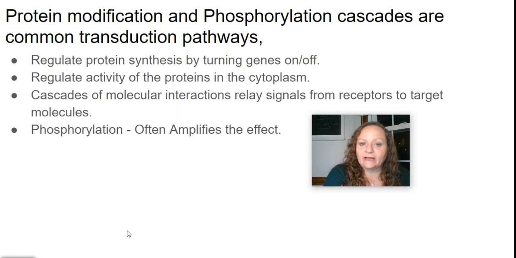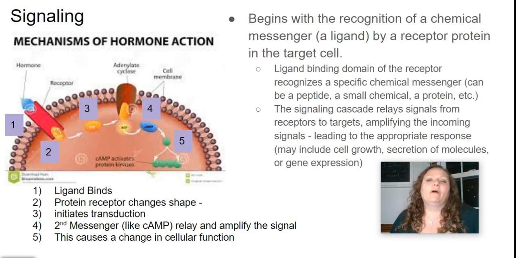Cascades of molecular interactions relay signals from receptors to target molecules. And these cascades, just like water cascading down a hill or across rocks or over a waterfall, it picks up speed. So that phosphorylation, those cascades, are going to oftentimes amplify the effect. So you may have a single signal molecule bind, but it could cause a large response depending on the situation. So let's talk about what really is happening here, all these steps.